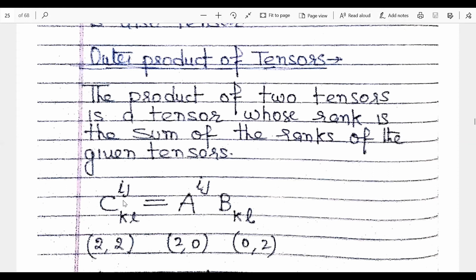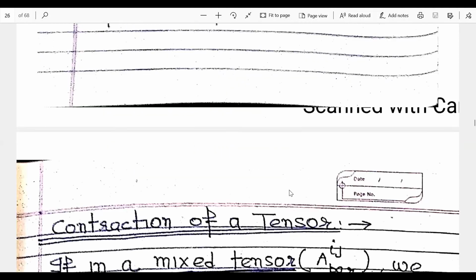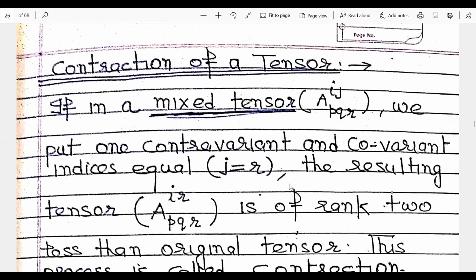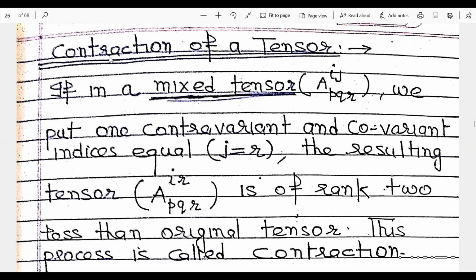So contravariant of second rank, covariant of second rank. So it is type (2, 2). Its order is 4: contravariant order 2 and covariant order 2, total is 4. So left hand side order is 4 and right hand side order is again 4. So this is an outer product. Very important result.